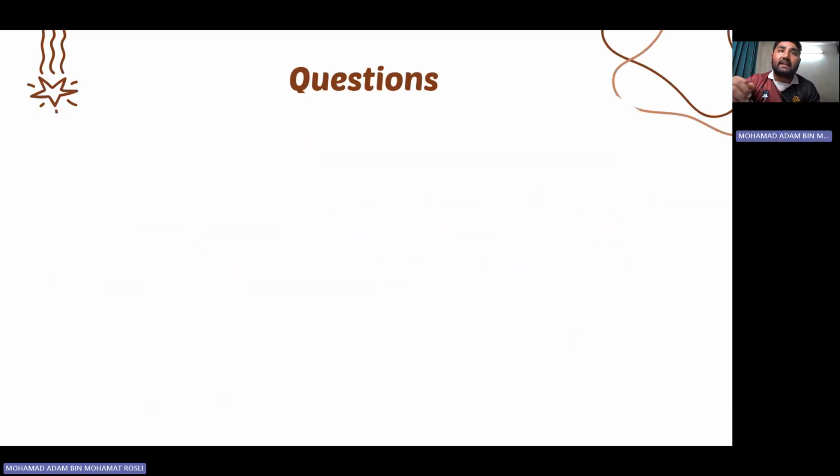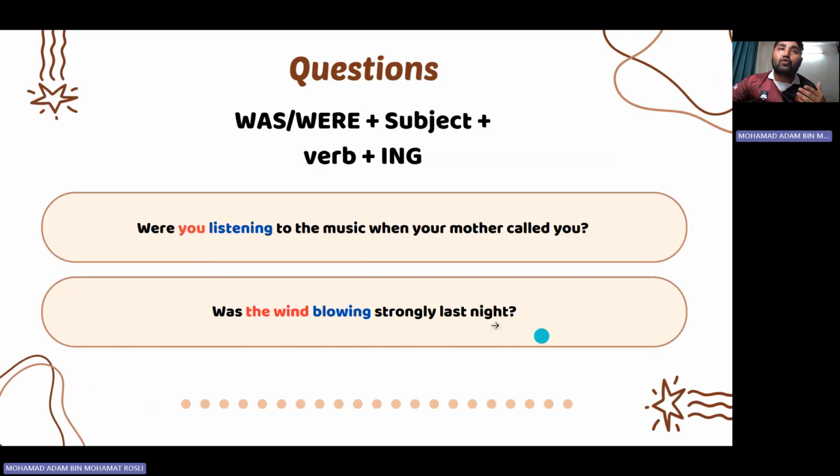Another thing is you can also form questions using past continuous tense, but you need to remember you need to add the verb to be, was or were, at the beginning of the sentence, and then you add the subject plus the verb plus ing. For example, were you listening to the music when your mother called you? So here, were is the verb to be, and you is the subject. So we use were you listening?